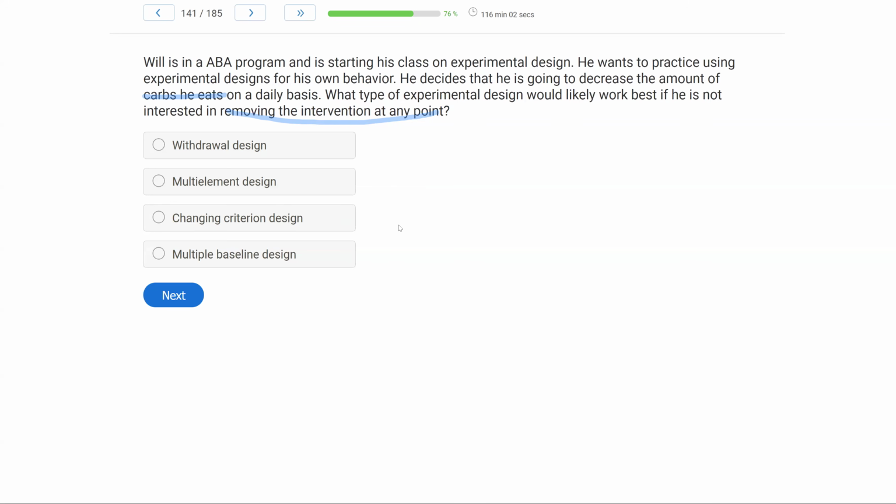Even though the changing criterion design is not used as frequently as the other designs, it's very good for increasing or decreasing single target behaviors that are already in your repertoire. And finally, the multiple baseline design doesn't necessarily fit. We're not across settings, we're not across people. It's just Will trying to decrease how many carbs he's eating. He doesn't want to remove the intervention, so the simplest explanation is to use a changing criterion design.